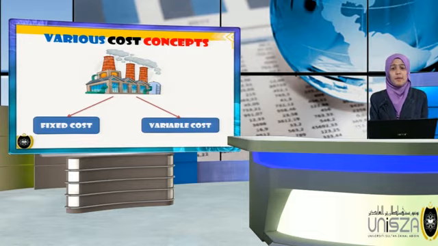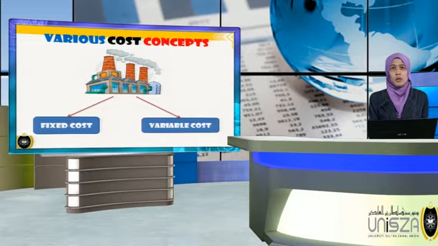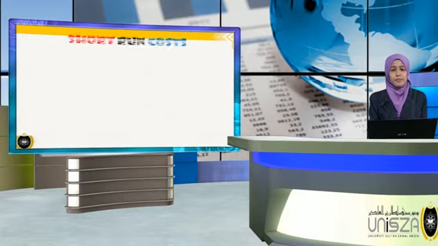Then, it is important to understand the concept of variable costs as opposed to fixed costs. Variable costs are those costs that vary depending on the company's production volume. Variable costs include direct material costs or labor costs.